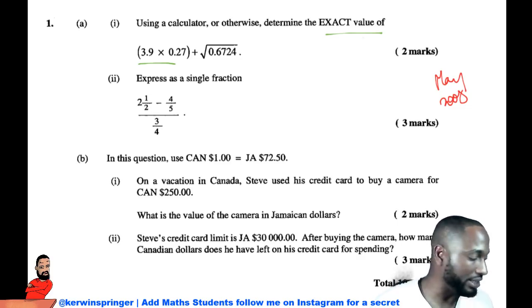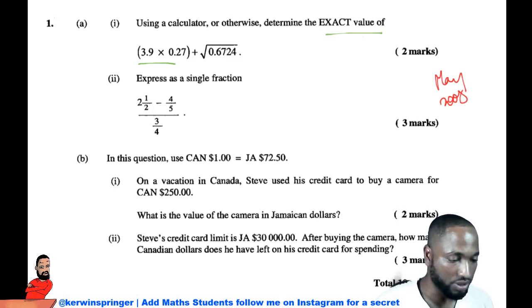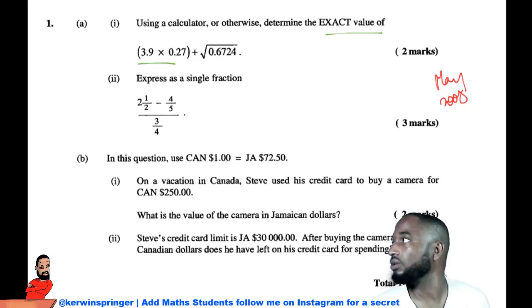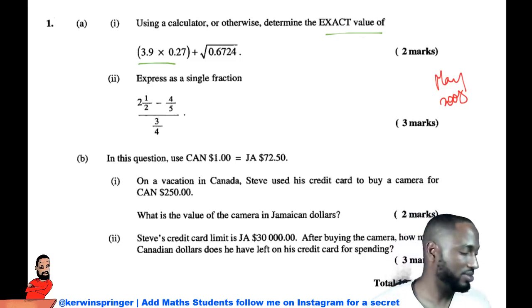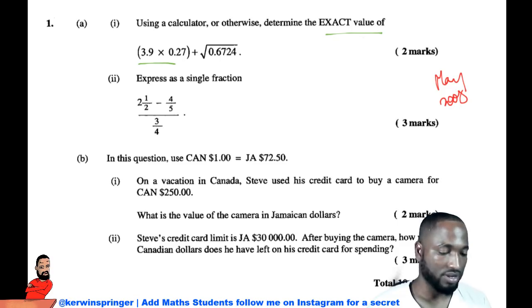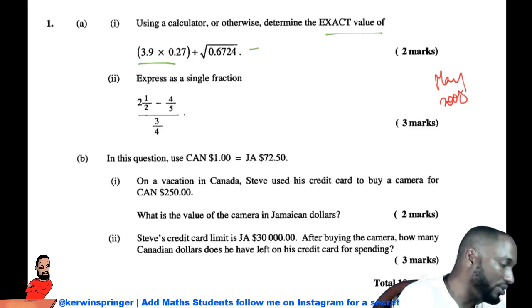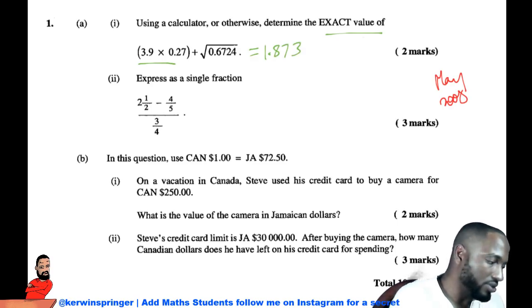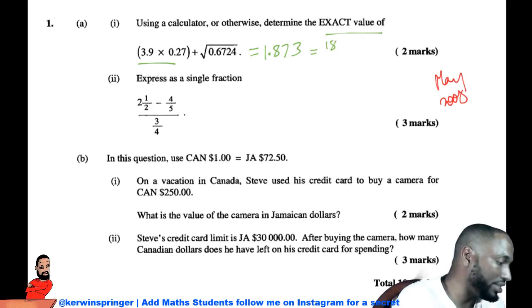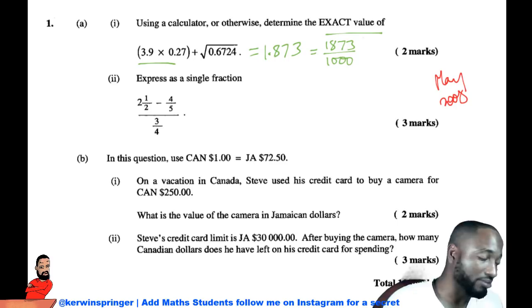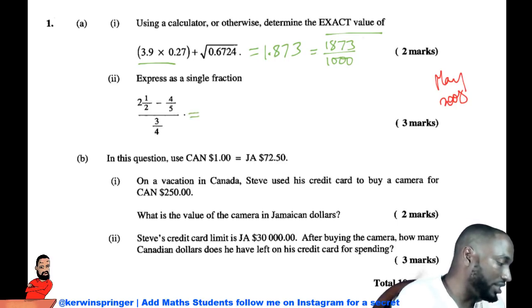Start off with the brackets, 3.9 times 0.27. So y'all could race against me here. So the answer is 1.873, so you can actually write that, 1.873. Or you could leave the fraction, which is a big nasty fraction, 1873 over 1,000. Yeah, that's the simplest. Express this as a single fraction. Next one.